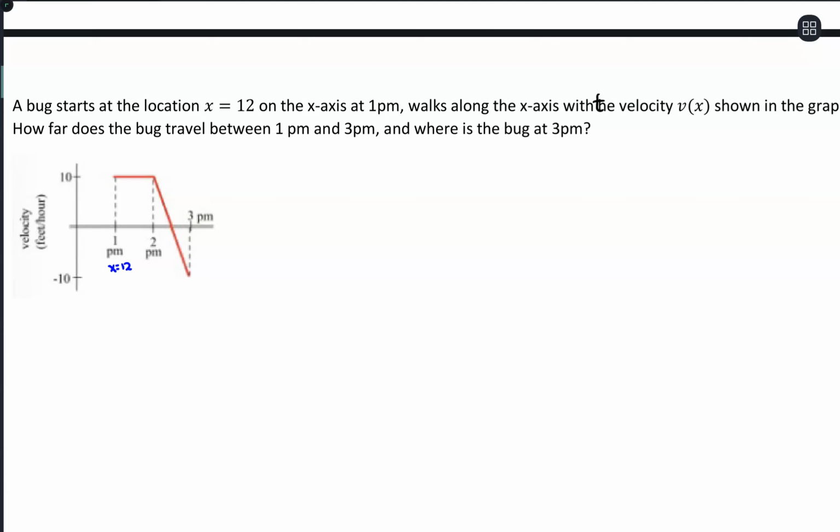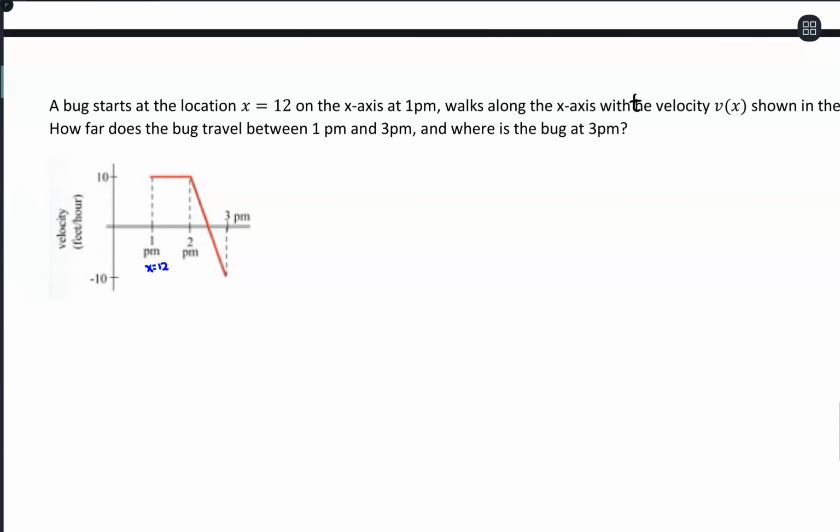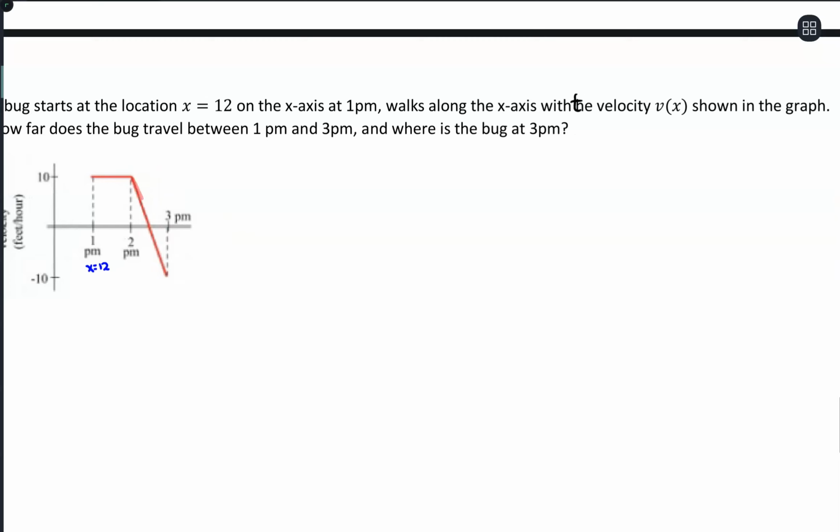So what we have here is a bug that's going 10 feet per hour from 1 p.m. to 2 p.m. So it's going at the same rate, and then starts decreasing, and at 2:30, its velocity is 0, which means the bug has stopped. And then the bug starts going into negative velocities, which for us means that the bug started going backwards. So this bug started at a spot, traveled some distance, slowed down to a stop, and then decided to go back a bit.